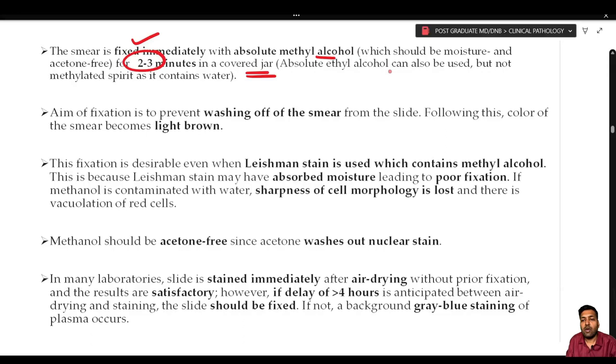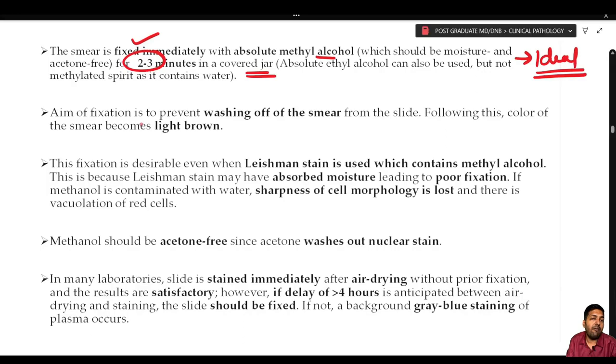This is the ideal situation, but usually in day-to-day routine practice that is not done. Why? Because the stain that we use, the Leishman stain, already contains methanol, which can act as a fixative. But if you are asked about the ideal situation, then ideally after you air dry the smear, you should fix it immediately with absolute methyl alcohol for 2 to 3 minutes.